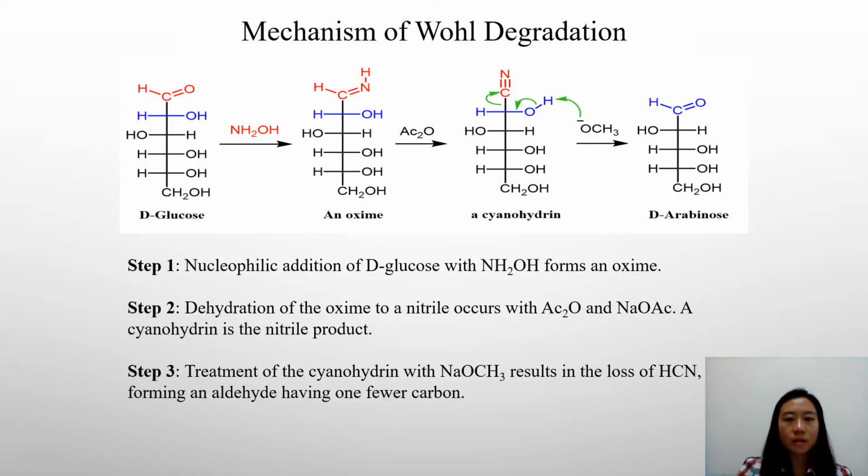Here is the mechanism of Wohl degradation. Step 1 is the nucleophilic addition of hydroxylamine, NH2OH, to D-glucose, which forms an oxime. Step 2 is the dehydration of the oxime to a nitrile, which occurs with acetic anhydride and sodium acetate. A cyanohydrin is the nitrile product. Step 3 is the treatment of the cyanohydrin with sodium methoxide, NaOCH3, which results in the loss of hydrogen cyanide, HCN, forming an aldehyde having one fewer carbon.